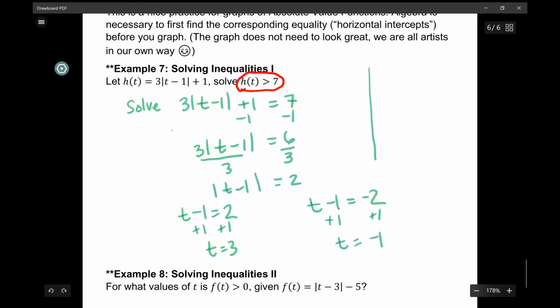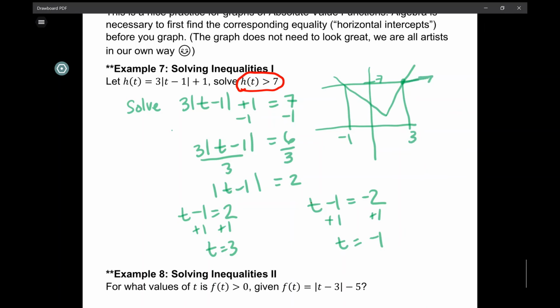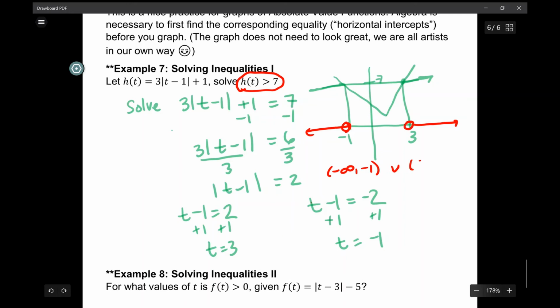Let's just re-sketch the graph here. Remember, it looked like this, more or less, right? And here was 7, maybe. And we know this happened at -1. Okay, my graph is not perfect. And this happened at 3. So we know from 3 on out, it's greater than 7, and from -infinity up to -1, it's greater than 7. So let's trace that on our x-axis, and then we can write our answer in interval notation. So from -infinity up to -1, circle at -1, circle at 3 because it's strictly greater than, up to infinity. So our answer is -infinity to -1 union 3 to infinity.